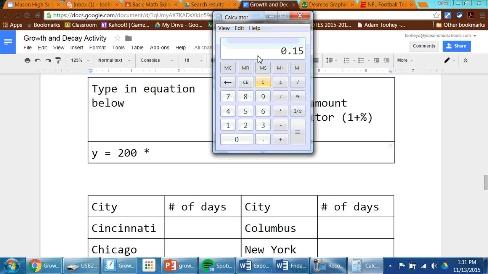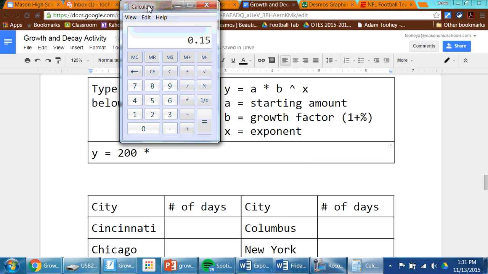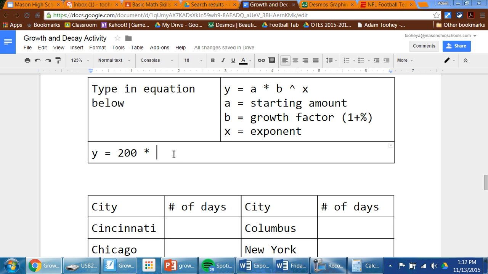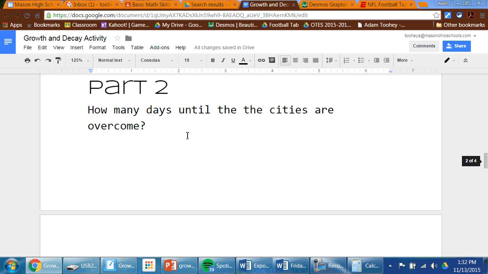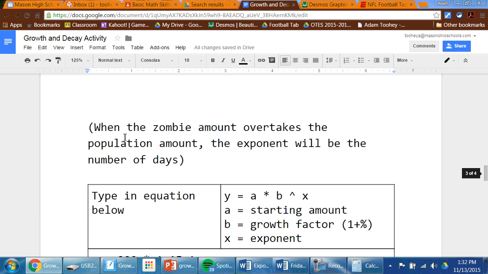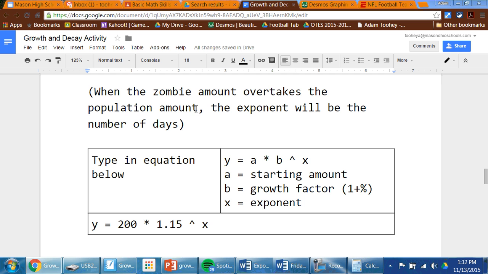So now, in order to get my growth factor, I've got to do 1 plus that 0.15. I'm going to do that plus 1, and that gets me a growth factor of 1.15. Exponential growth factors are typically over 1. From there, I'm just going to write to the x power as a placeholder. That exponent is going to change many times. When I look at part 2's instruction, it says how many days until the cities are overcome. So when the zombie amount overtakes the population amount, the exponent will be the number of days.